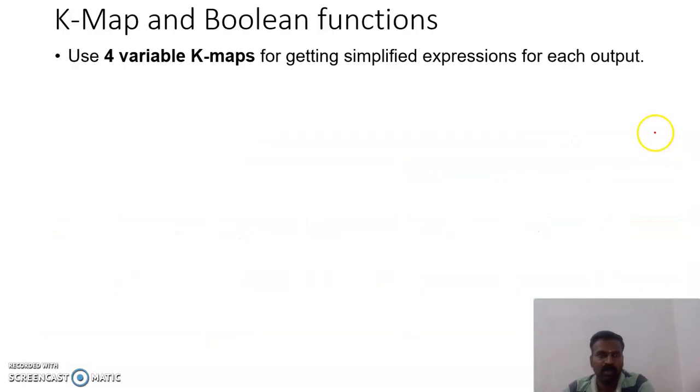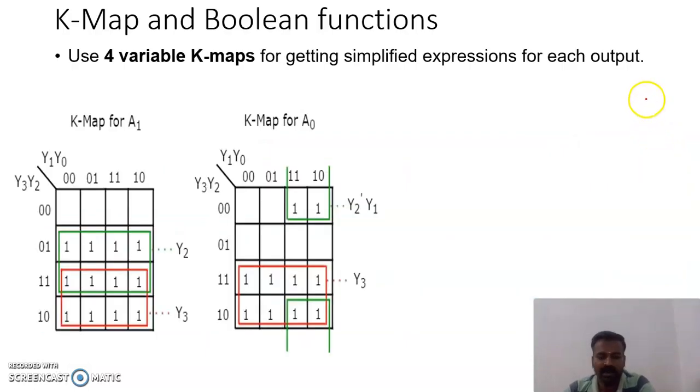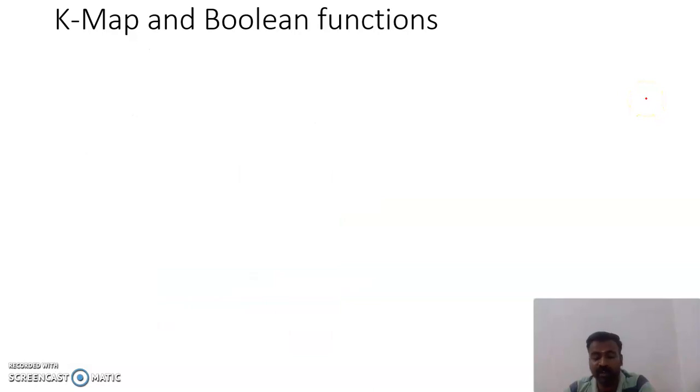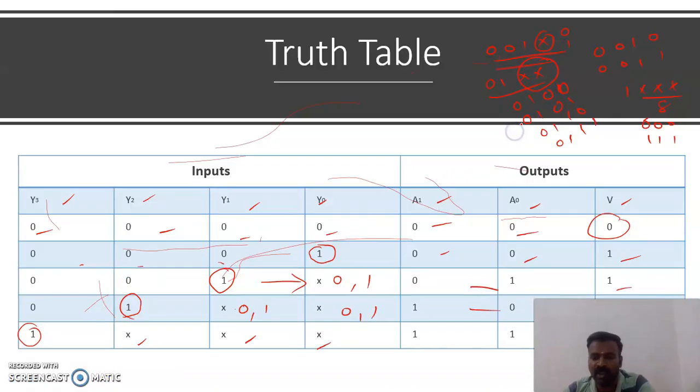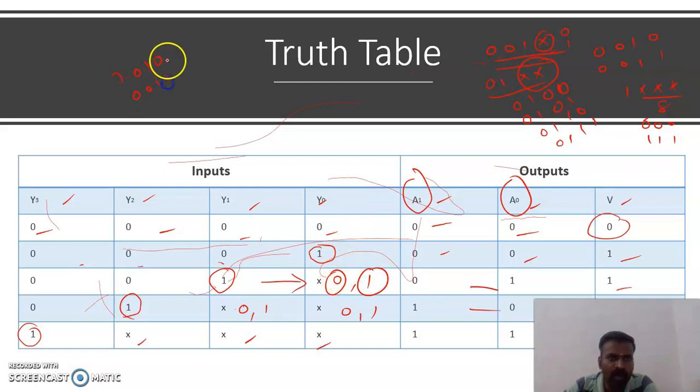Have a look at this. The next step is we need to find the expressions for a1 and a0. I have explained that in place of x we are going to write some combination. Let us take 0 0 1 don't care. One time I'm going to substitute 0, another time 1. So 0 0 1 0 and 0 0 1 1.